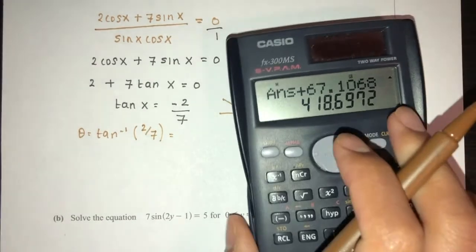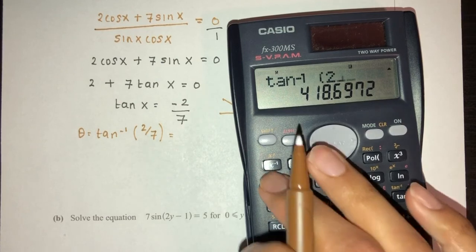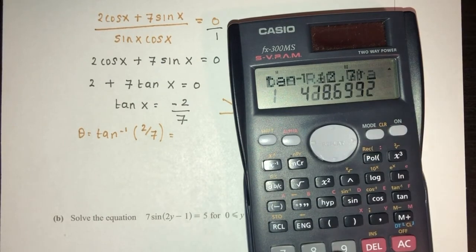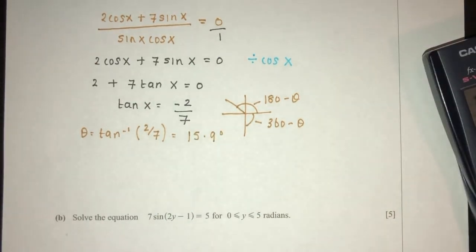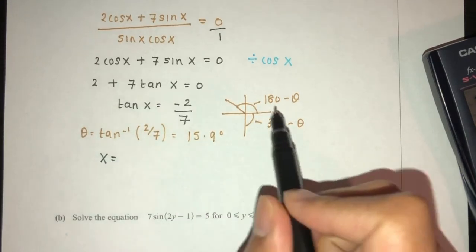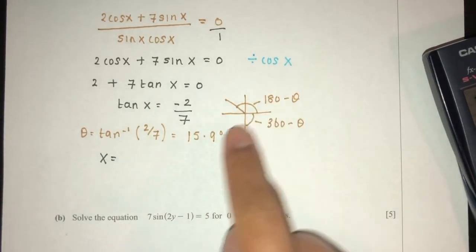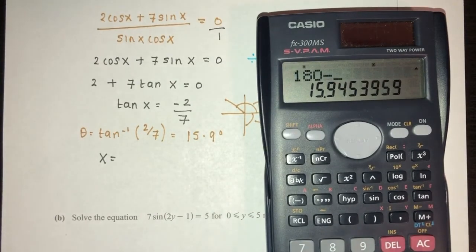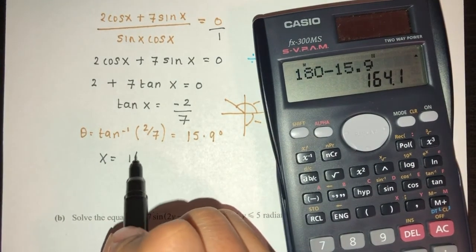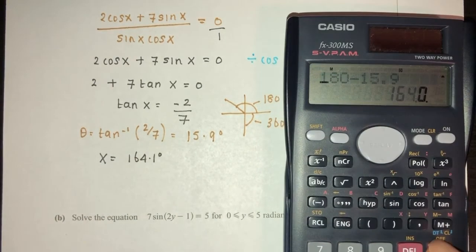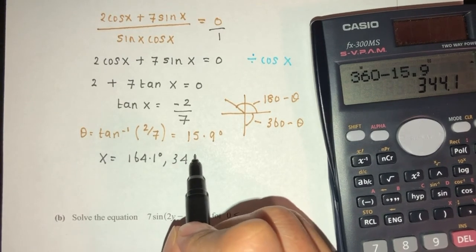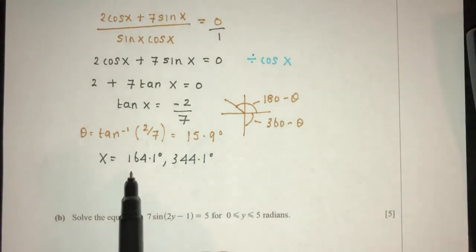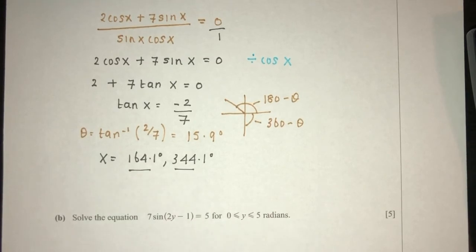You will have what value? 2 over 7. We have to use degrees. That will be 15.9 degrees. But that is not your answer. Your answer will be x according to the quadrants. First will be 180 minus theta, so 180 minus 15.9, that will be 164.1, and we have 360 minus theta, that will be 344.1. So these will be the two values of x for which your equation will be satisfied. This is part A of the equation.